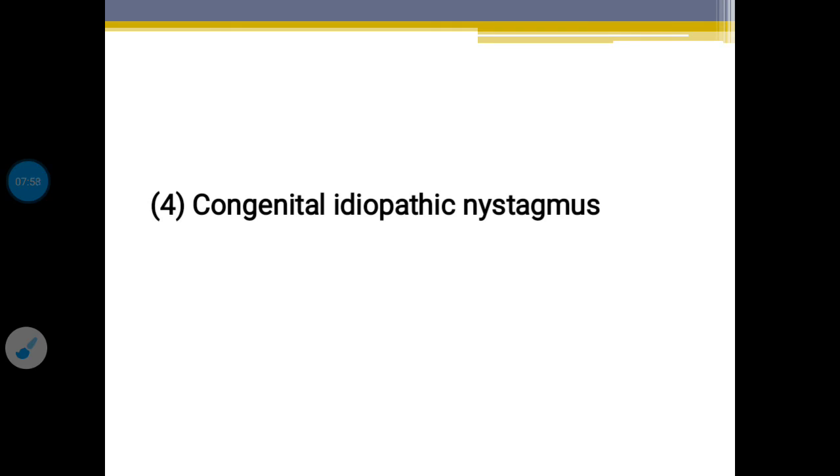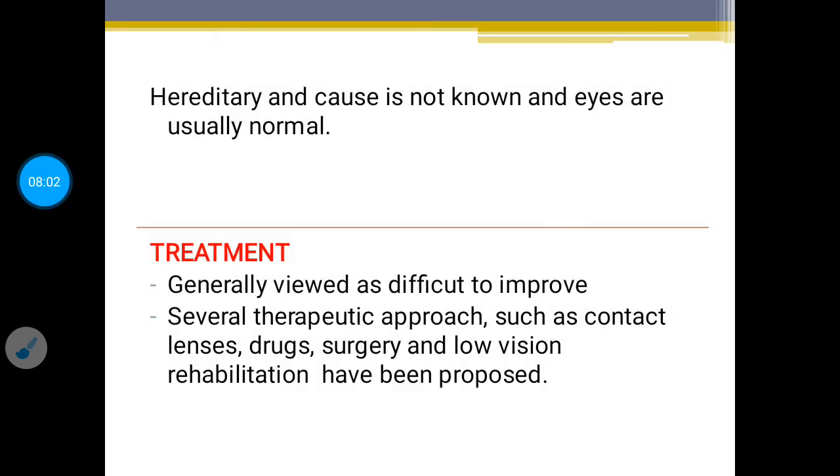Now the fourth category, that is congenital idiopathic nystagmus. Congenital idiopathic nystagmus is hereditary, the cause is not known, and the eyes are usually normal.